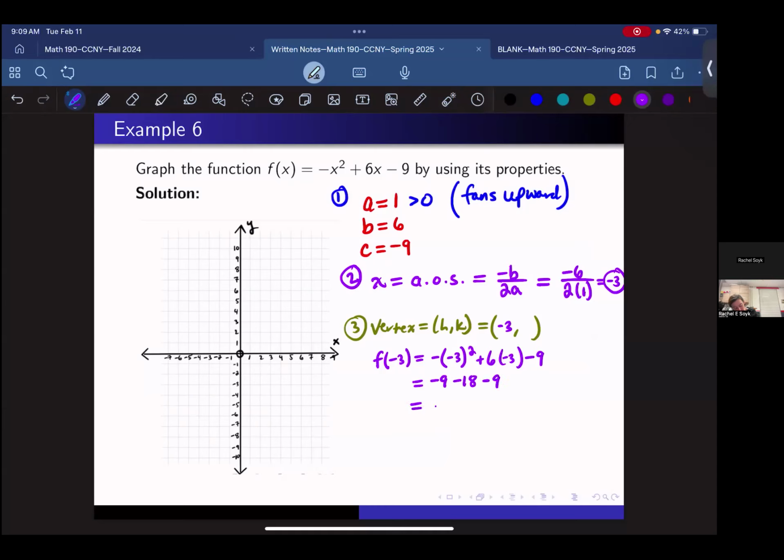So we're looking at -18 minus 18, which gives us -36, which means our vertex is going to be way off our graph.